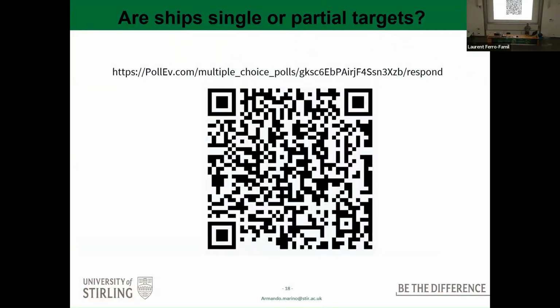So now, question for you. Is a ship a single or partial target? You have seen what are single targets, what are partial targets. Now, let's talk about ships or even icebergs. Are they single or are they partial?